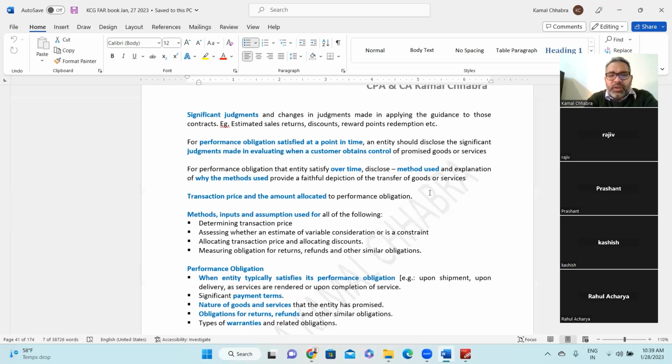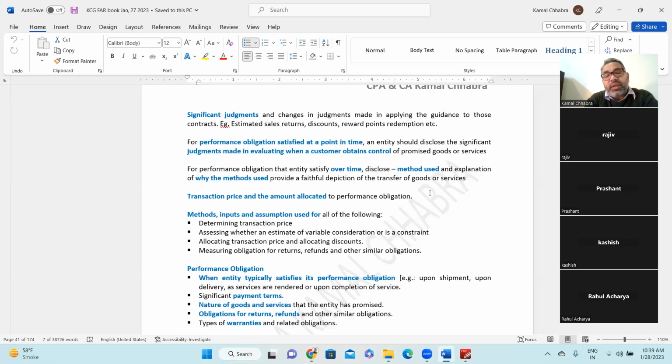Next is for performance obligations that the entity satisfies over time. There you need to disclose the method used and an explanation of why the method provides the most faithful depiction of the transfer of goods and services. So you need to give an explanation for that. If you remember when we were discussing the fifth step of revenue recognition, there are two methods, the point in time method and the over a period of time method. First, we always look at the over a period method. If the over a period method does not apply, then we go to the point in time method.